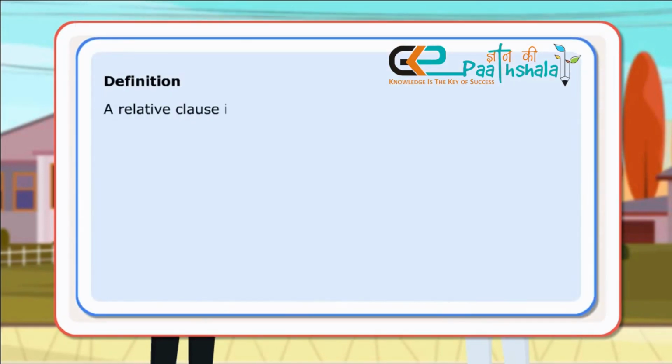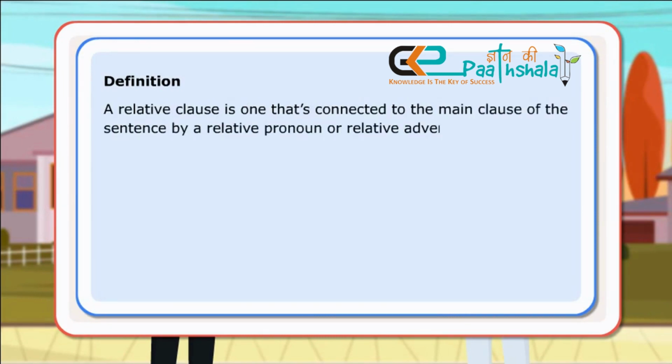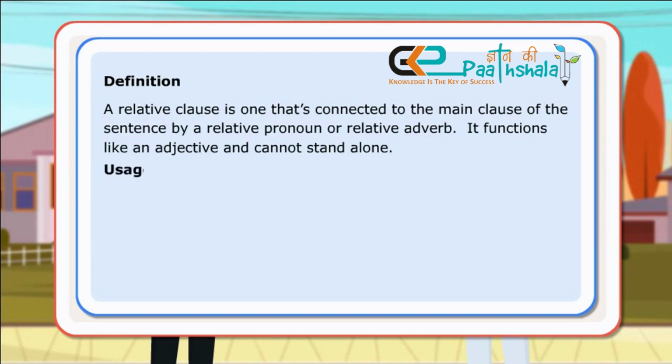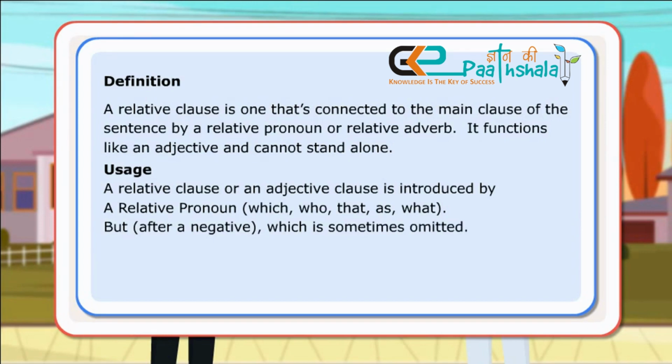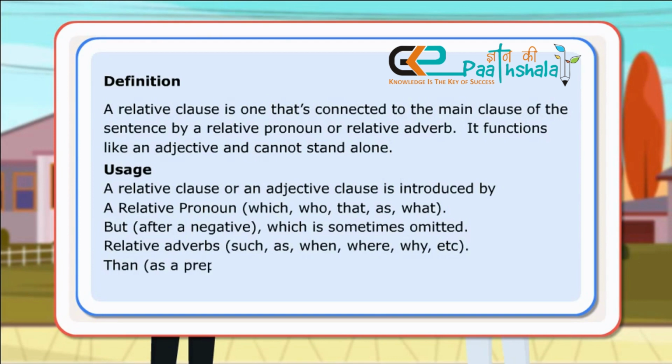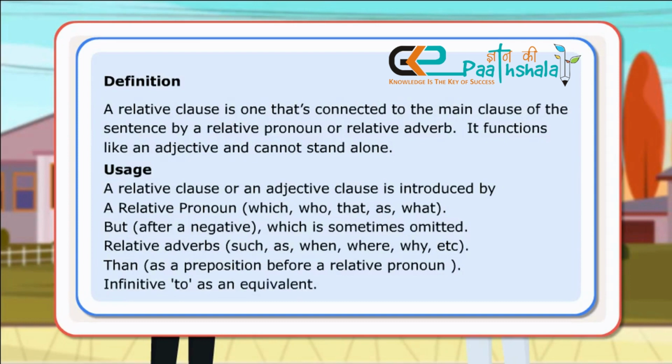Definition. A relative clause is one that is connected to the main clause of the sentence by a relative pronoun or relative adverb. It functions like an adjective and cannot stand alone. Usage. A relative clause or an adjective clause is introduced by a relative pronoun: which, who, that, as, what. But after a negative, which is sometimes omitted. Relative adverbs such as when, where, why, etc. Than as a preposition before a relative pronoun. Infinitive to as an equivalent.